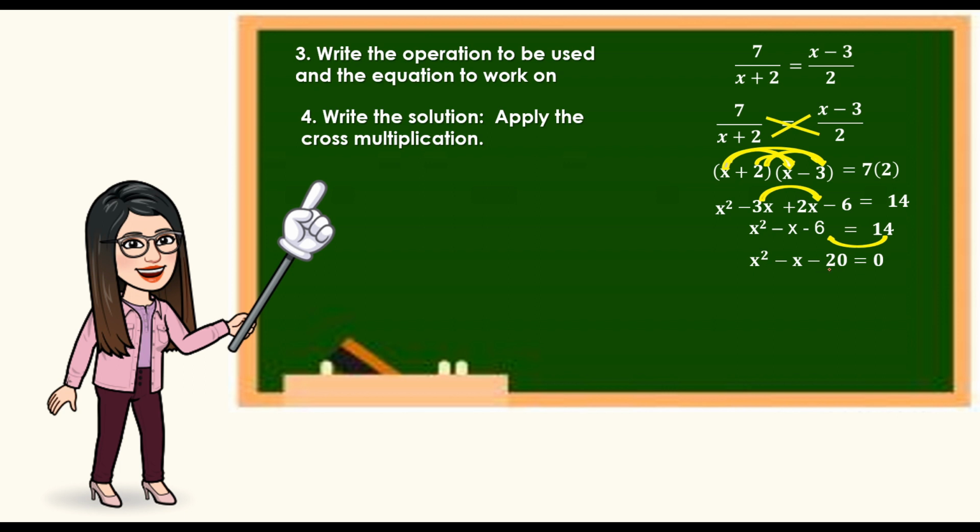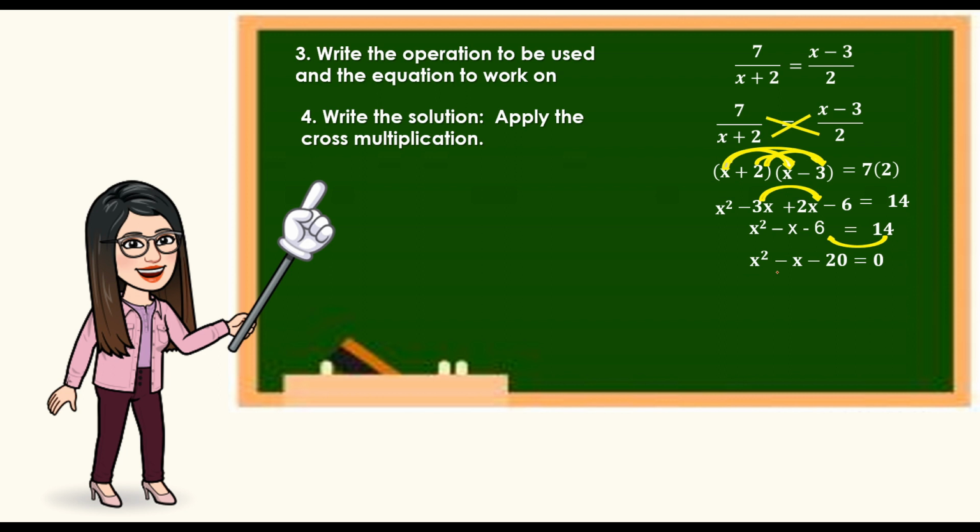Why do we have minus 20 here? As I've told earlier, we can use the subtraction property of equality. So 14 will be transferred here. So negative 6 minus 14 is negative 20. If we're going to use the subtraction property, it's x squared minus x minus 6 minus 14 equals 14 minus 14, to make this 0. Okay, so we have x squared minus x minus 20 equals 0.